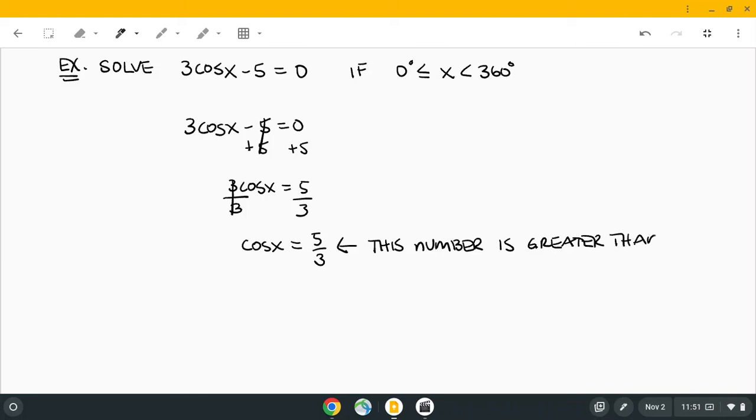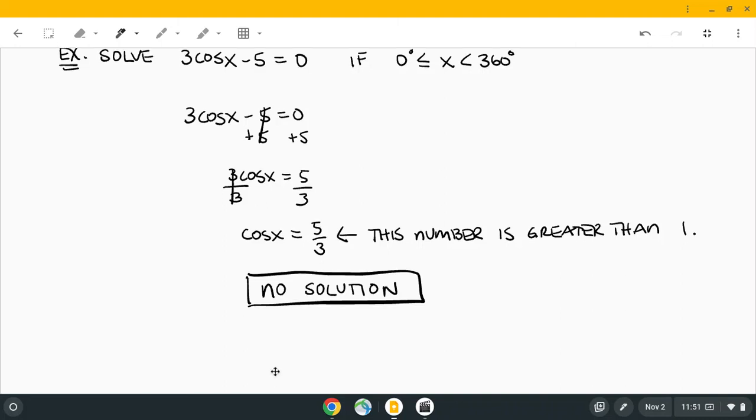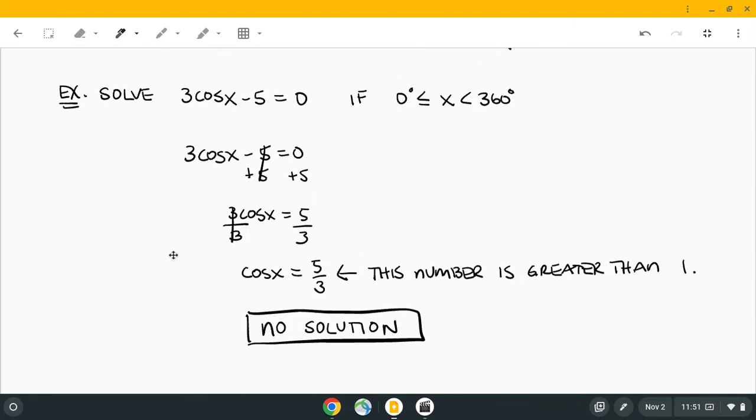And if you remember, sine and cosine are bounded between -1 and 1. So this can never happen. The biggest cosine of any angle can be is 1. This is more than 1. So here we say no solution. Okay? No calculator needed. You could use one, you'll probably get some error message. All right. So that's it for this first part.